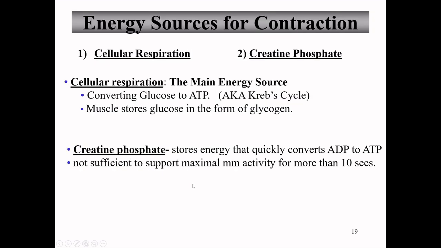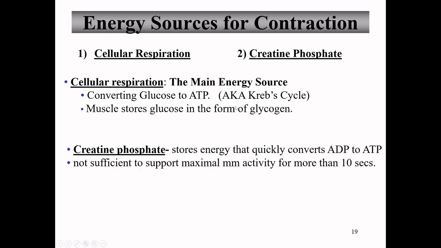So to make this happen, we've got two different types of energy sources that we can use for contraction: one, cellular respiration, and two, creatine phosphate. Cellular respiration and creatine phosphate are our main energy sources. Cellular respiration is the main energy source, the one that we use primarily for pretty much everything that we do.